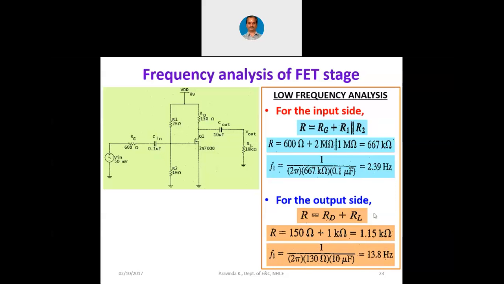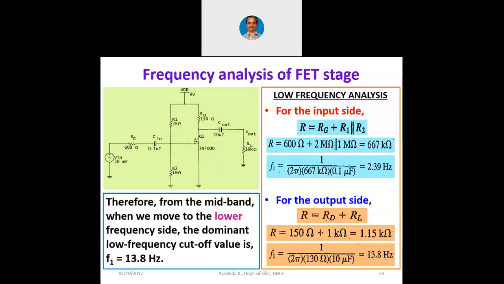Now you can see 2.39 Hertz is there, 13.8 Hertz is there. As far as the lower cutoff is concerned, we consider the highest frequency here. So we consider 13.8 Hz as the F1 or FL. Therefore, from the midband, when we move to the lower frequency side, the dominant low frequency cutoff value is F1 equals 13.8 Hz.